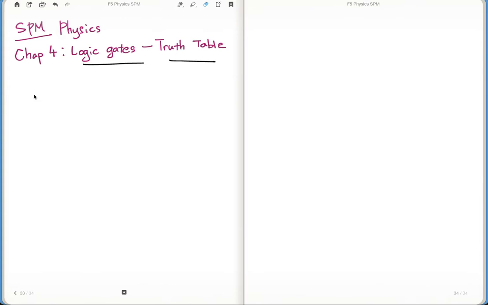What are logic gates? They are actually electronic switches, very similar to what we have learned in the past about diodes, just that now it's more complex.